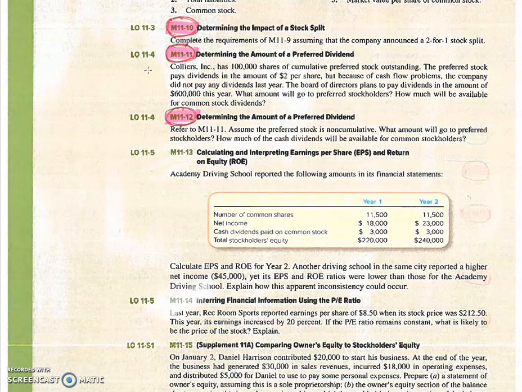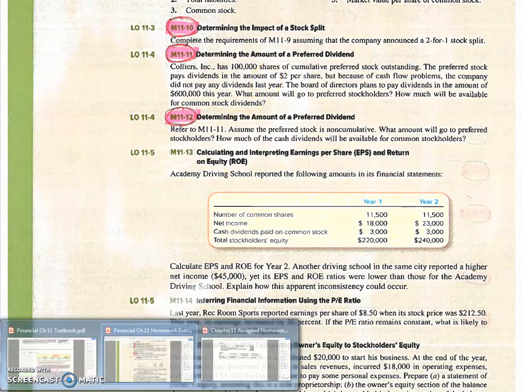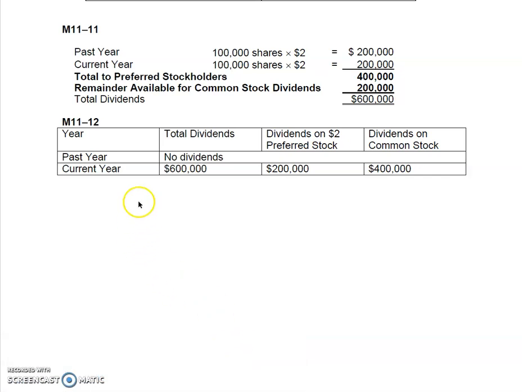Well, the annual dividend is $2 per share times 100,000 preferred shares. It's cumulative. They didn't pay a dividend last year, so the preferred stockholders are entitled to a $200,000 dividend for last year, plus a $200,000 dividend for this year before common stockholders get any dividends. So the answer is $400,000 would go to the preferred stockholders and $200,000 to the common stockholders.